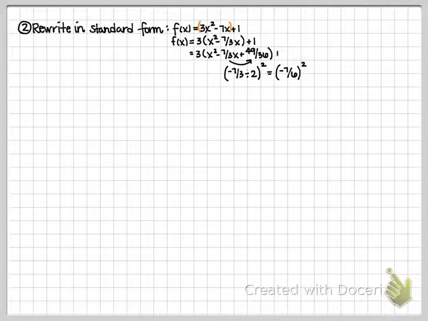And then just bring down the plus 1. Remember, you want to subtract what you added in. So I added in a 3 times that, so I'm going to subtract 3 times that.